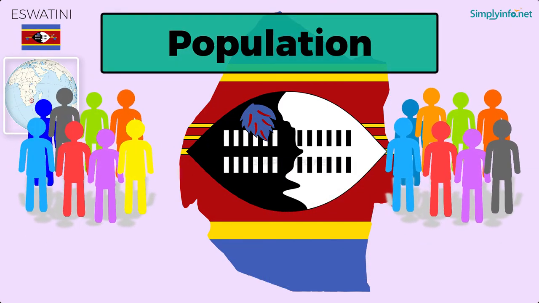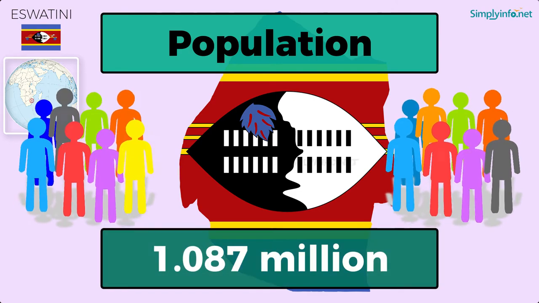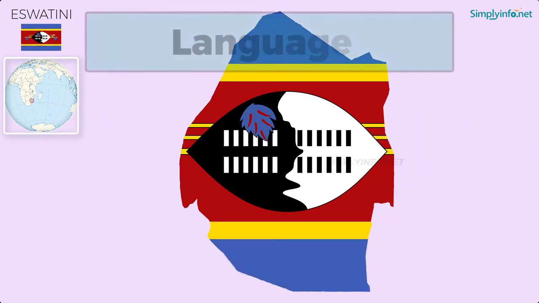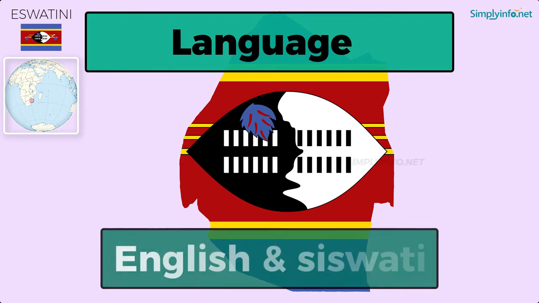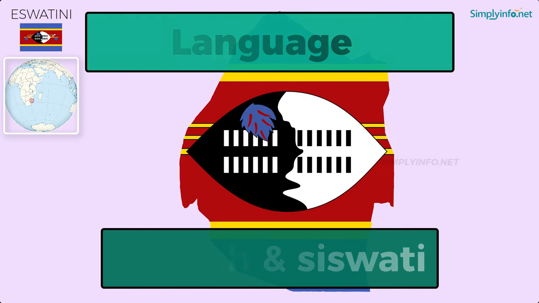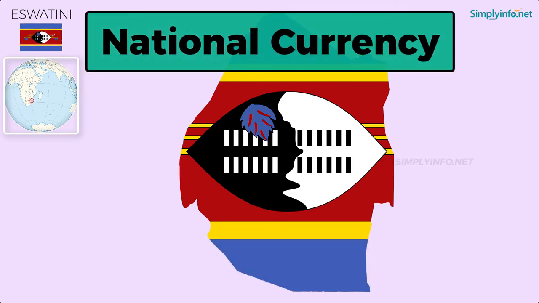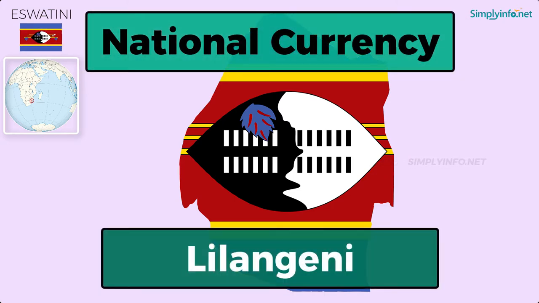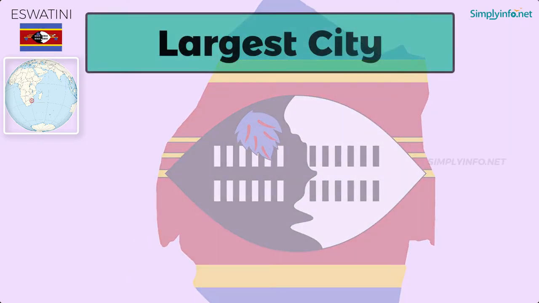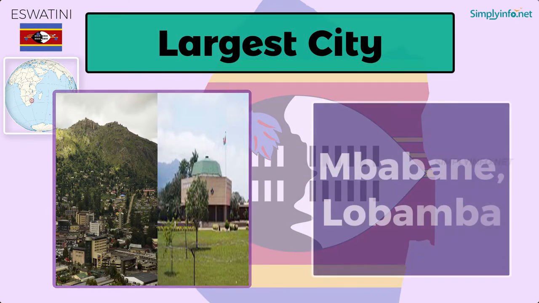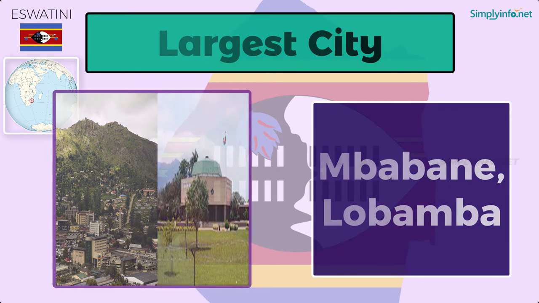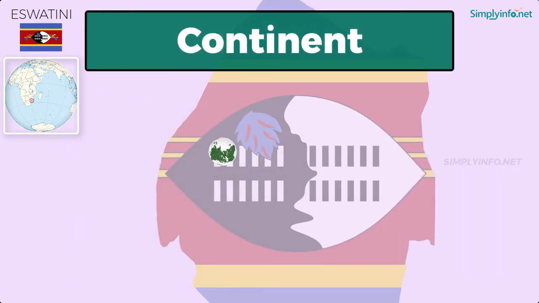Population, as of 2018, is 1.87 million. Language: English and Siswati. National currency: Lilangeni. Largest city: Mbabane, Lobamba. Continent: Africa.